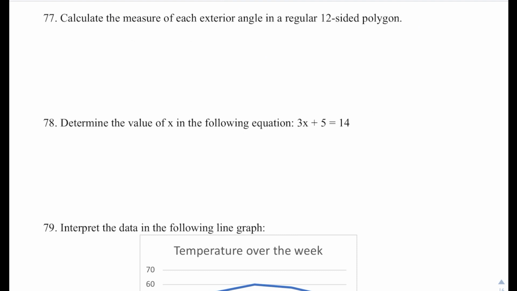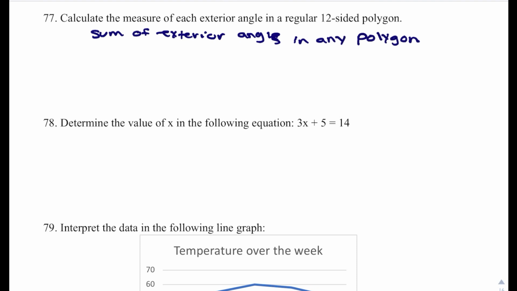Calculate the measures of each exterior angle in a 12-sided polygon. So again, the sum of exterior angles in any polygon is 360 degrees. So since this is a regular polygon, it says regular, all exterior angles are equal.